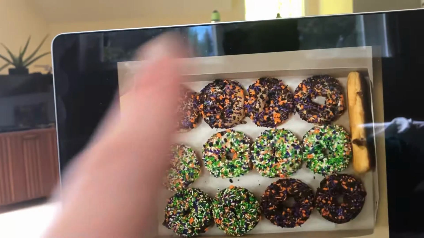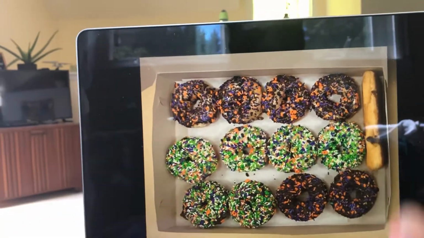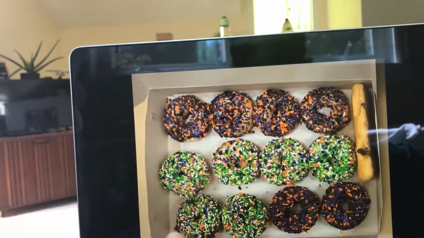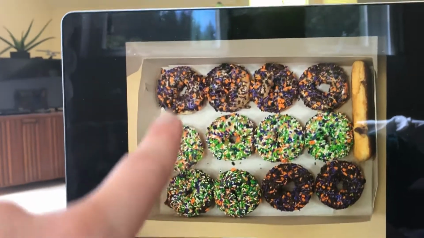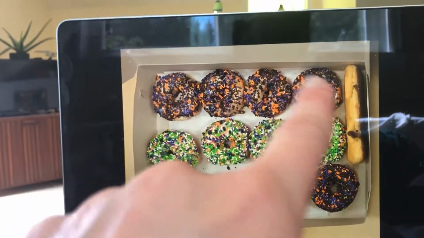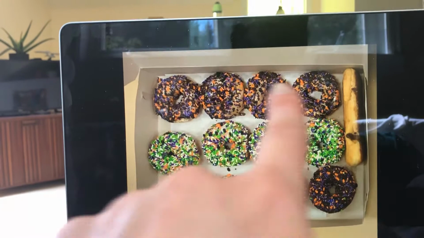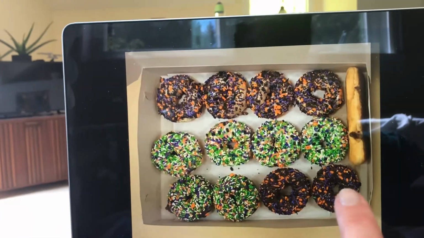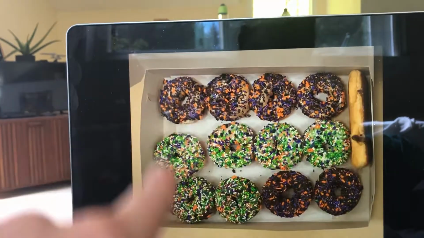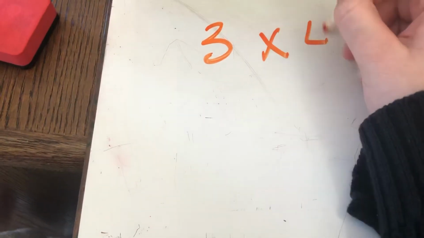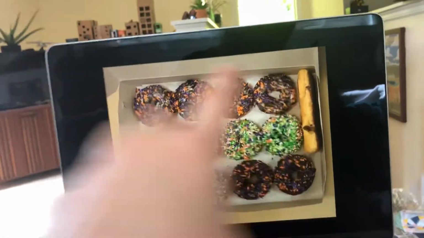I need to know how many donuts there are here all together, the whole group, so I can find the fraction of donuts. So I have 4 circles. There's 3 rows of 4. 1 row, 2 rows, 3 rows of 4, which means that's 12 donuts because 3 rows of 4 equals 12 donuts, plus 1 donut over here.